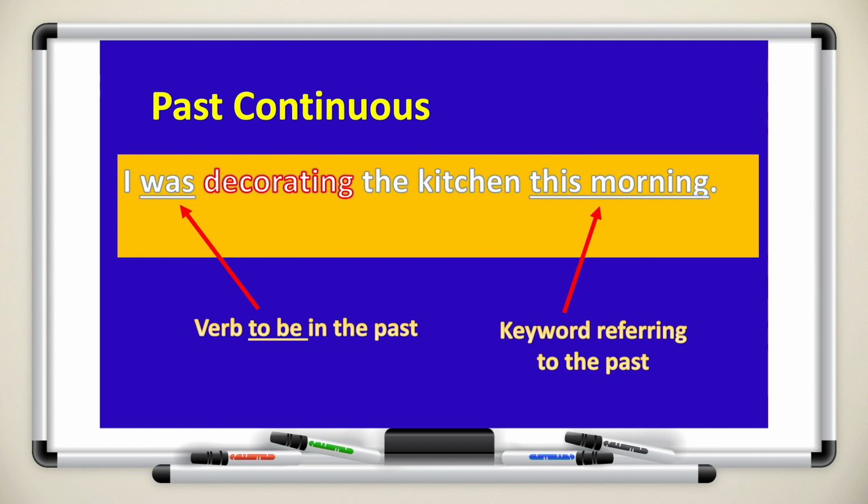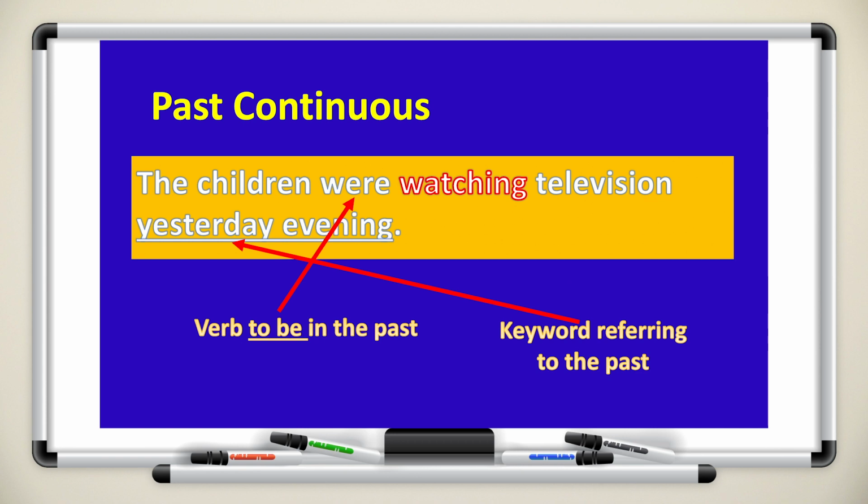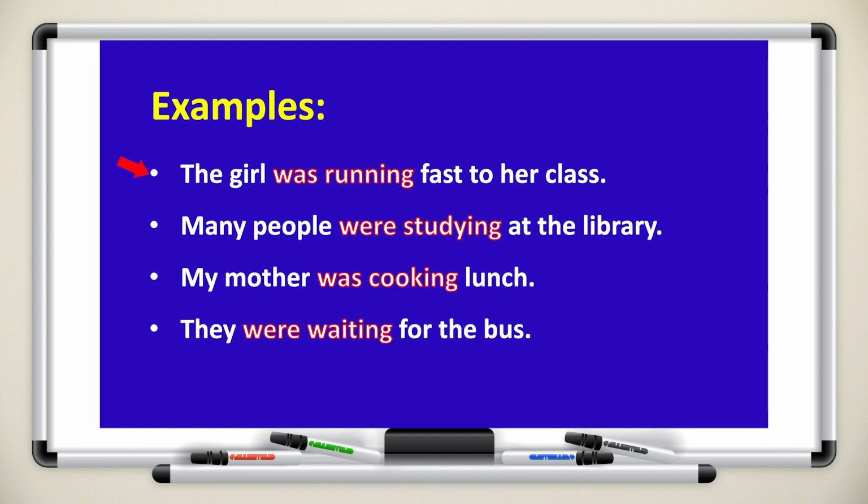What I'm trying to say is that the past continuous is basically referring to something that happened in the past and it was progressing and happening at that time. That's why I use the ing with the verb. For example, the children were watching television yesterday evening. So yesterday evening, at that time, the kids were watching. They continued on watching. That's why I use the past continuous. For example, the girl was running fast to her class, or many people were studying at the library.